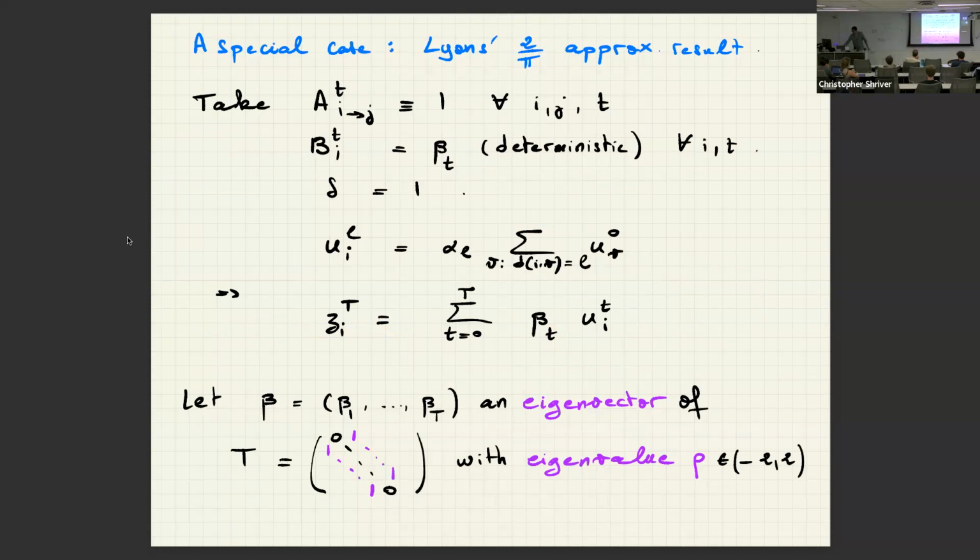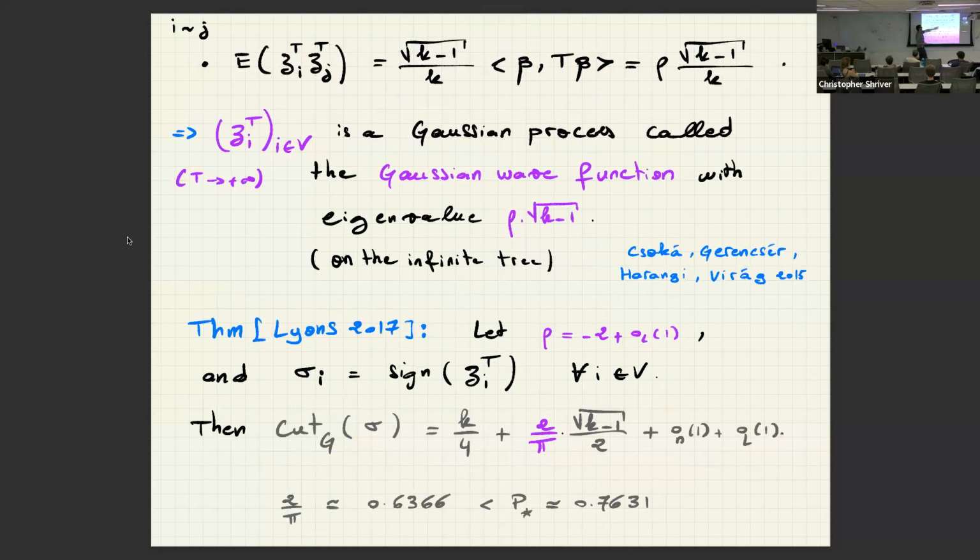That gives me an average correlation that is rho times the square root of (k minus 1) over k. So if this was 2, it would be the spectral radius of the tree right here. So this thing has a name. It's called the Gaussian wave function that was devised by these people on the infinite tree. So what I showed you is just an approximation on a finite graph. And for every rho, there is such a process for an eigenvalue that is this rho times the square root of k minus 1.